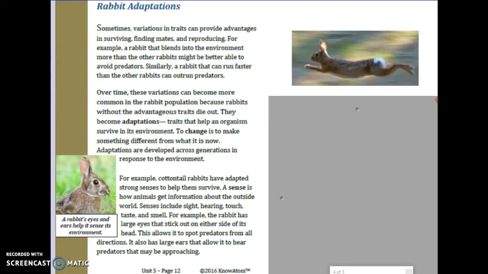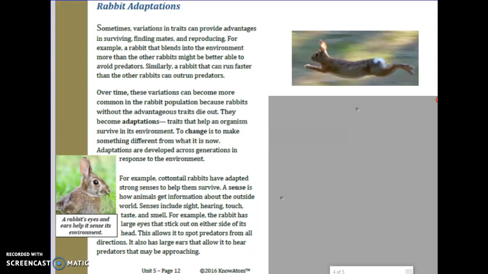Rabbit adaptations. Sometimes variations in traits can provide advantages in surviving, finding mates, and reproducing. For example, a rabbit that blends into the environment more than the other rabbits might be better able to avoid predators. Similarly, a rabbit that can run faster than other rabbits can outrun predators.